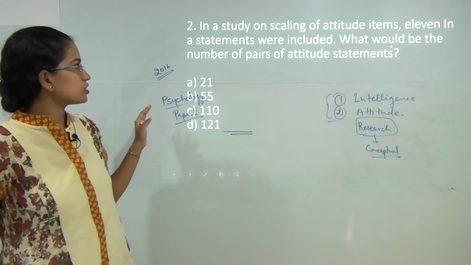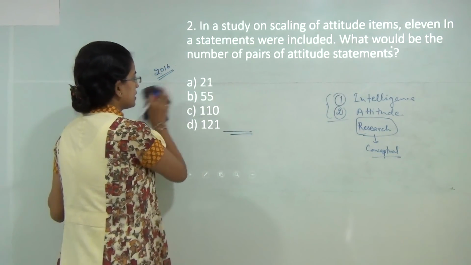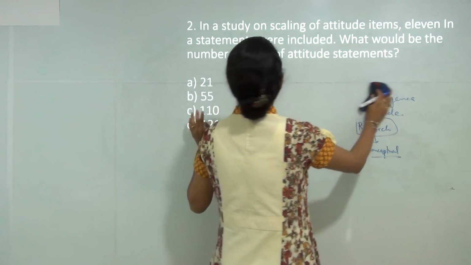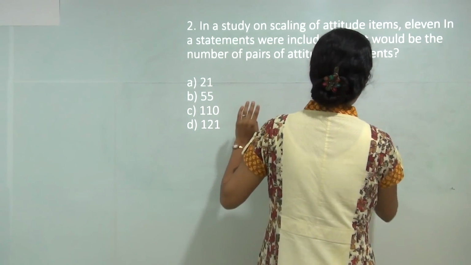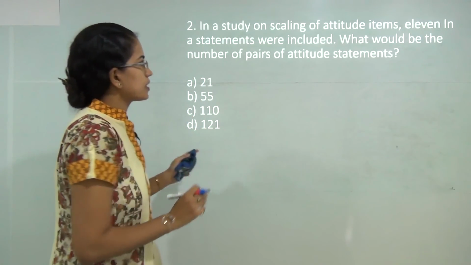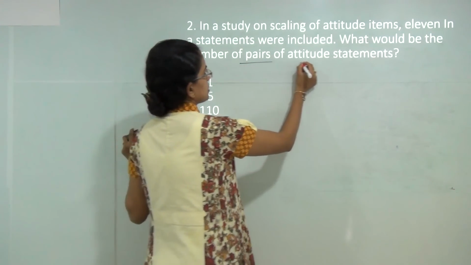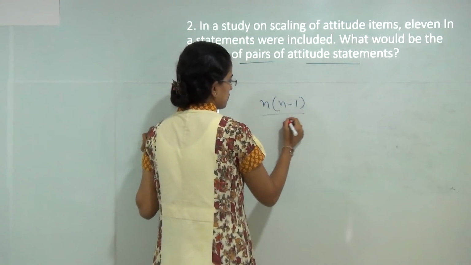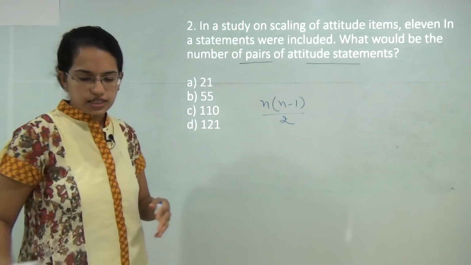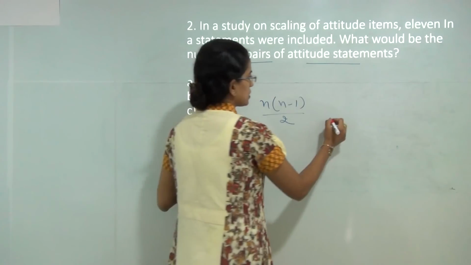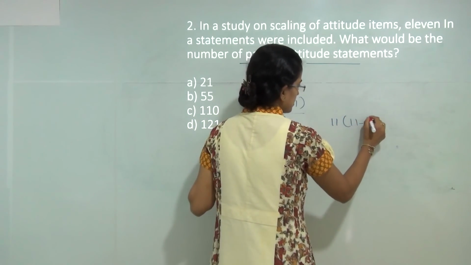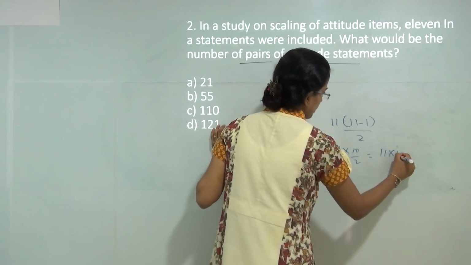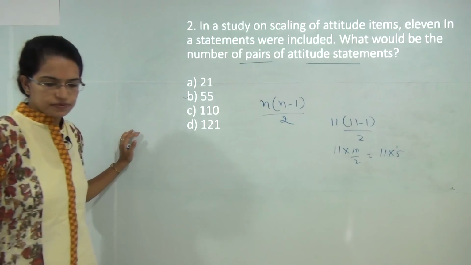Next question is based on attitude scales. Under attitude scales, it is given that there are 11 statements, and how many pairs of attitude statements can be formed? There is a direct formula to understand this. When we cover attitude, we will see this in detail. Where n is 11, you can simply say it would be n(n-1)/2, that's 11 into 10 by 2, that's 11 into 5, so the answer would be 55.